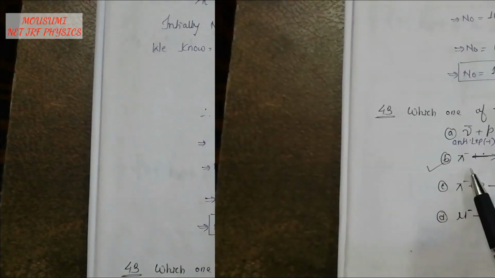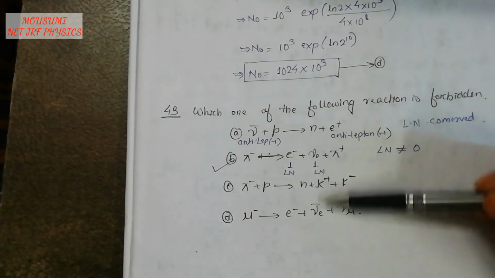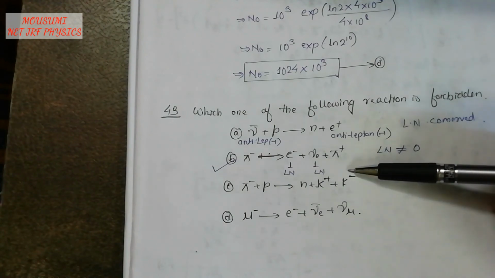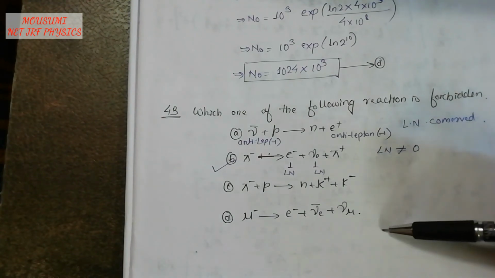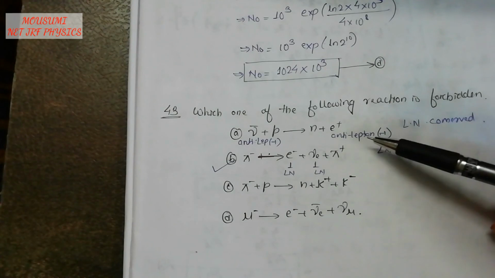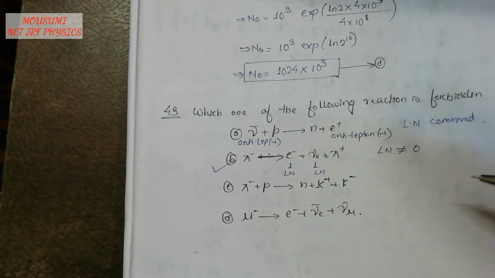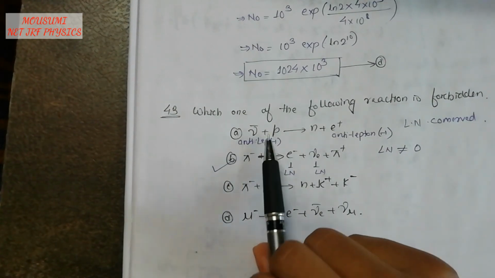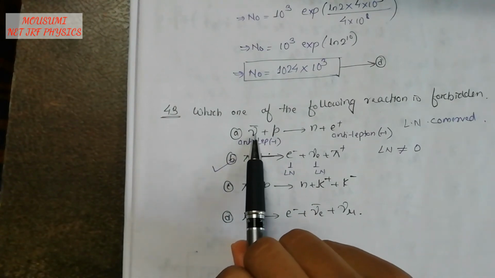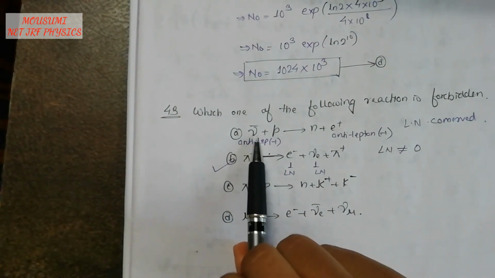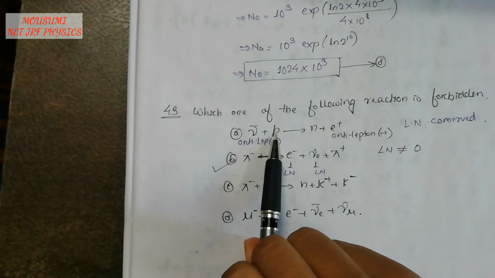Now let's come to the next question. We have been given 4 reactions and we have to see which one reaction is forbidden. So whenever we are given reactions, we always see the lepton number conservation. So first we will see the first reaction. We can see here this is an anti-lepton, so its lepton number is what? -1. Okay, this is a baryon.